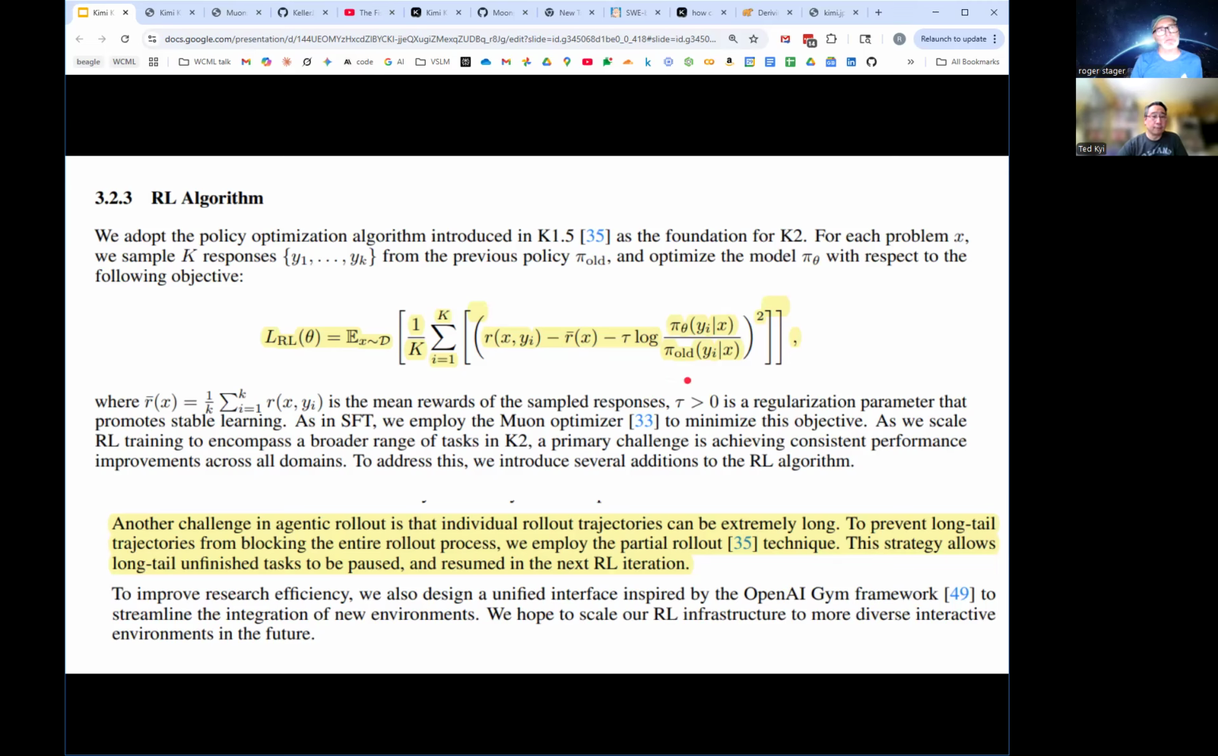GRPO used a prior as well, right? No, I thought they used it on base. Yeah, that's right. The prior is used to calculate the advantage.